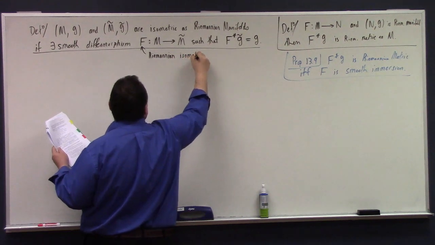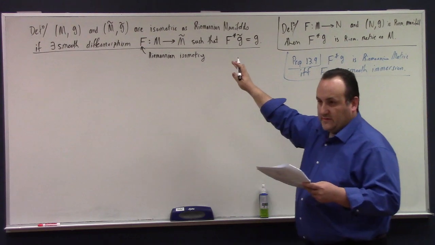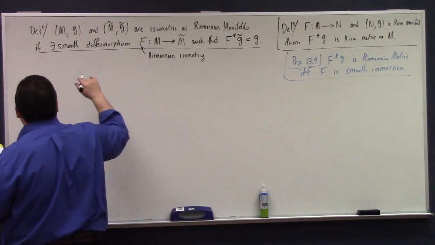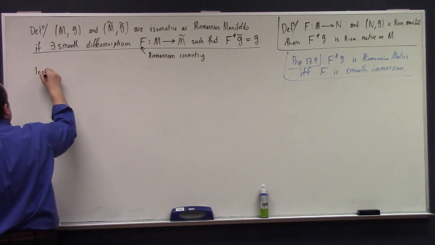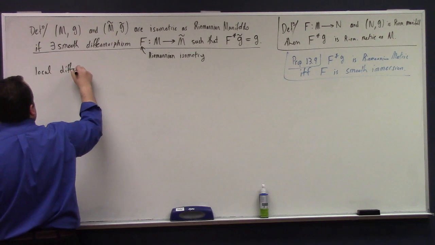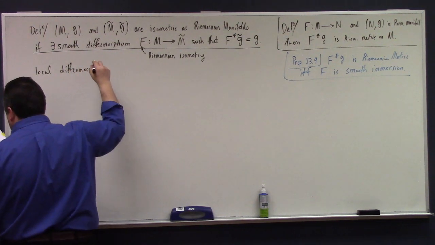Now, I think the things you're trying to tell me are exactly what would be true about F if we looked at it at a point. Okay, and that's what we're going to do. We'll do that in a second here. A local diffeomorphism, right?